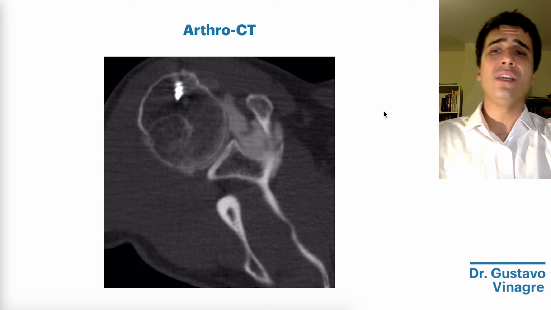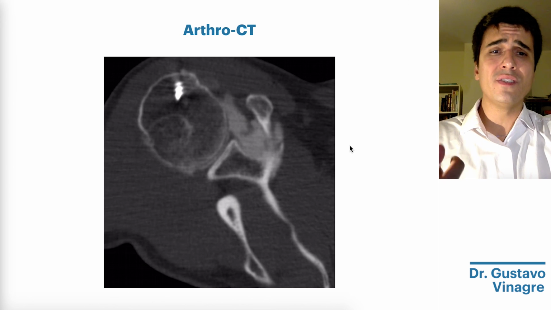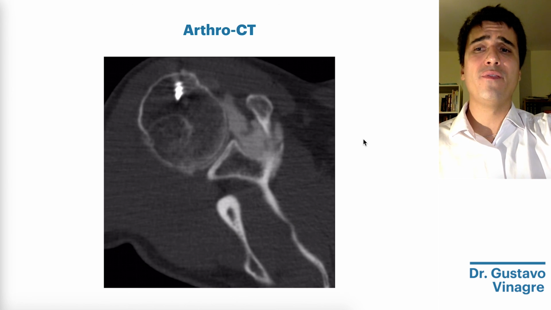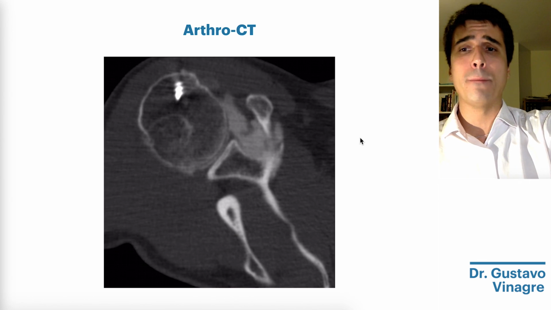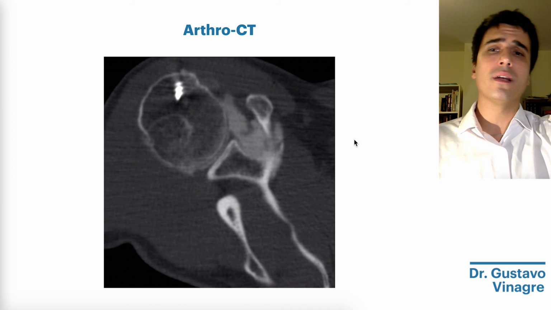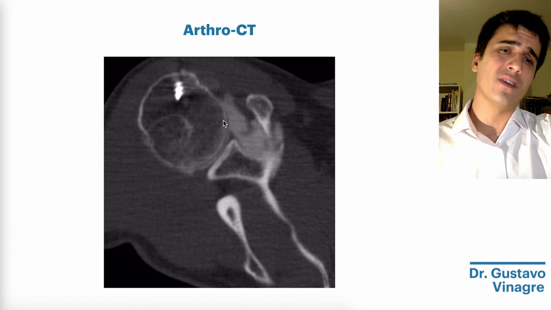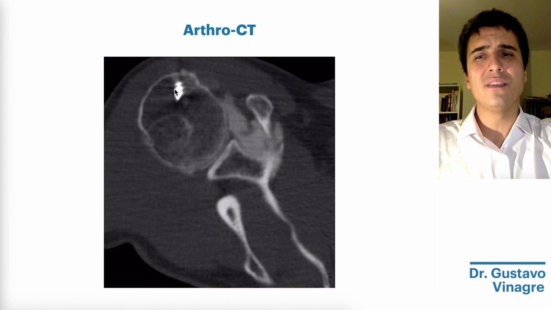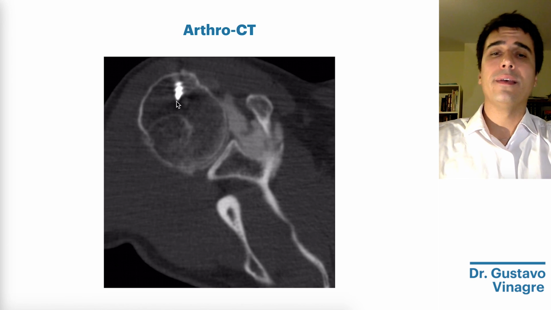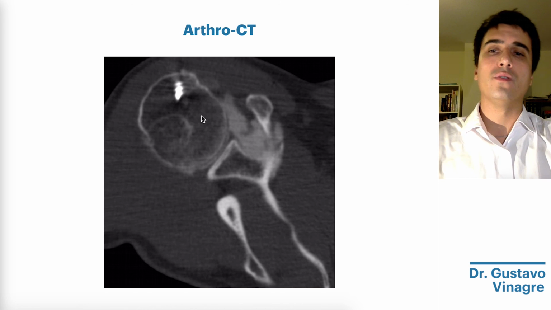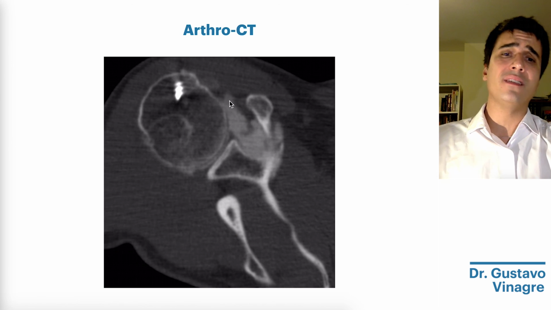And the arthro-CT is like a CT scan with contrast inside the joint. So when you have contraindications to the MRI, such as claustrophobia or a pacemaker or an electronic device or whatever, you have to inject contrast inside the joint. And as you can see here, it's very useful too when you have shoulder anchors, okay, for instability or rotator cuff pathology. And it's very useful too for calcifications.